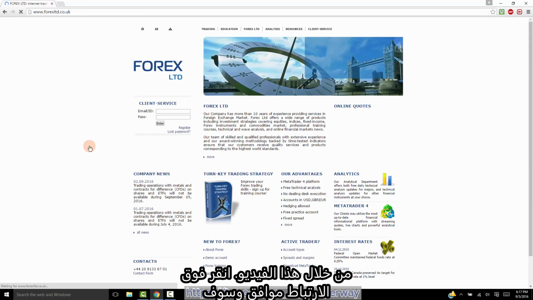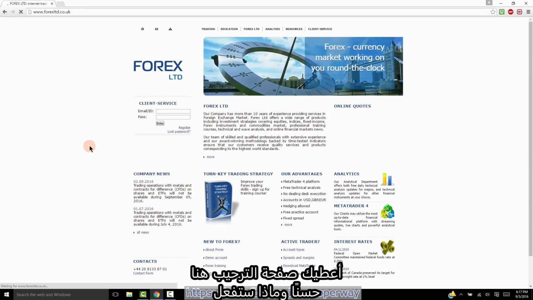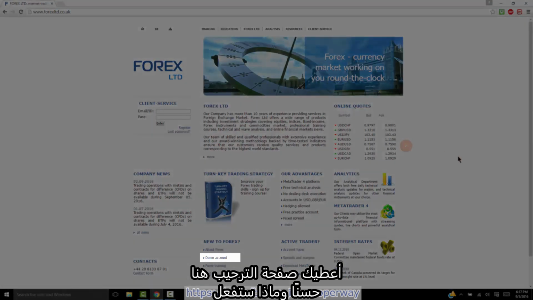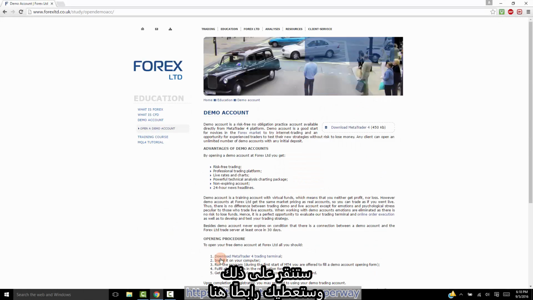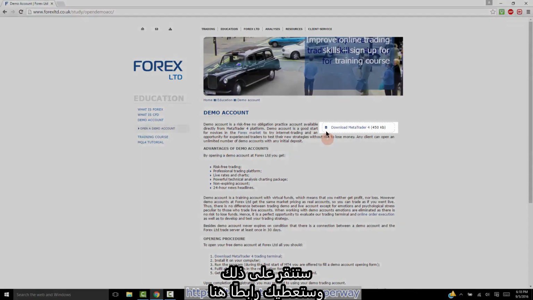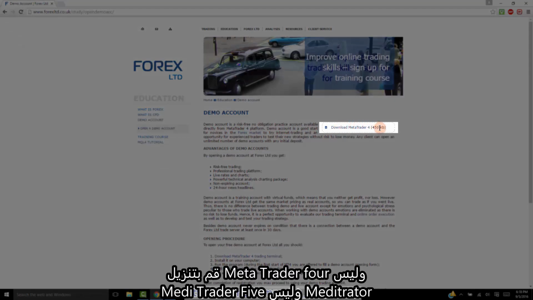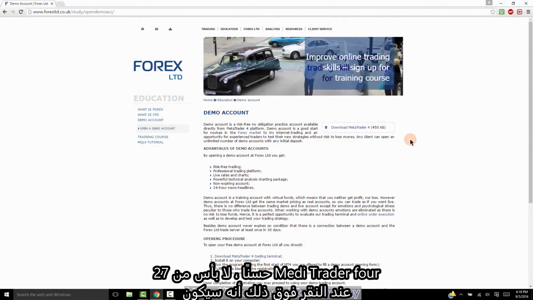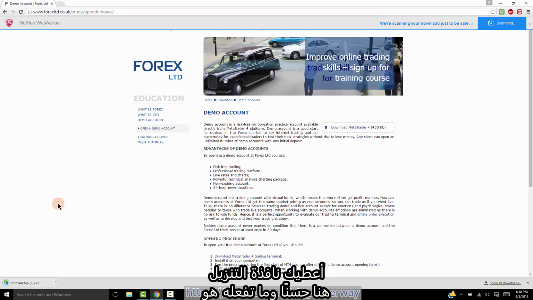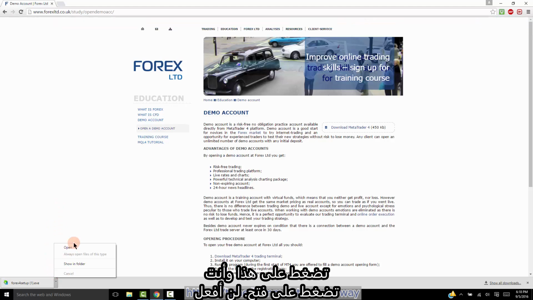Click on the link, and it's going to give you the welcome page here. What you're going to be doing is looking for a demo account. You're going to click on that, and it's going to give you a link here: Download MetaTrader 4, not MetaTrader 5, not MetaTrader 27. MetaTrader 4. When you click on that, it'll give you your download window in here, and then you click on this and click open.